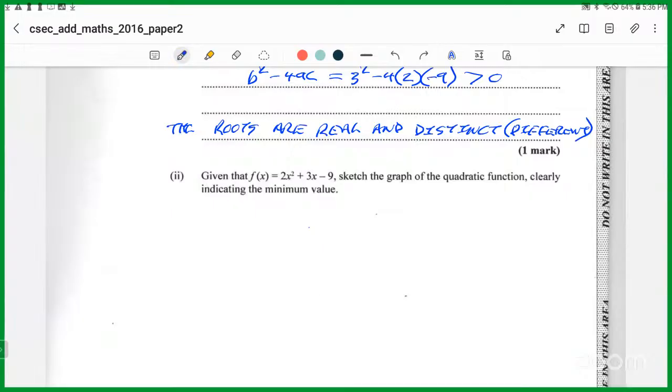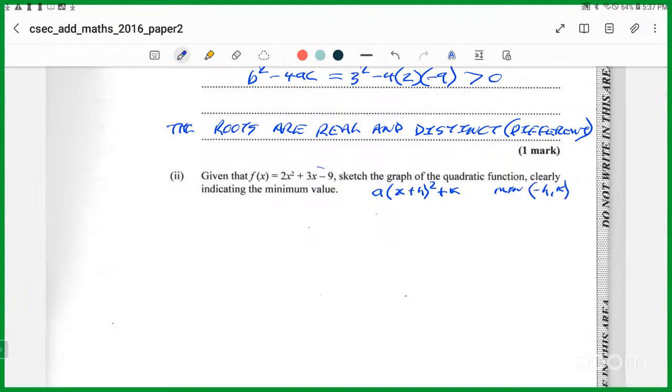This one says, for this expression, we have to sketch a graph and show the minimum value. So to show the minimum value, we need to calculate the minimum value. One way to get it is to complete the square and get it in the form a(x + h)^2 + k. Then the minimum value will be k, and the value of x at which it is minimum will be minus h. So the minimum point will be (-h, k), if you're using that method.